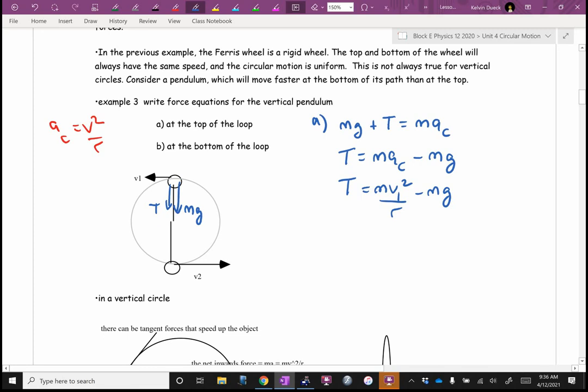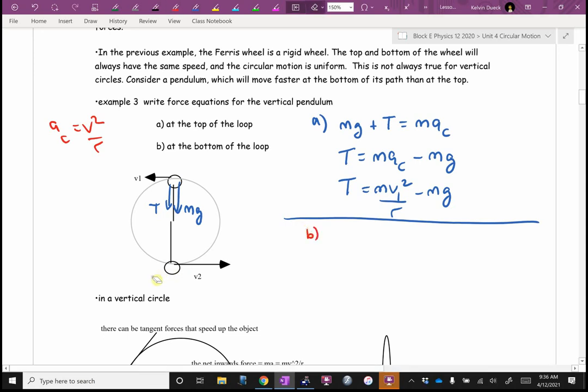Do the masses cancel? There's an M there. There's an M there. Ooh, is there an M in tension? No. No, masses won't cancel because a heavier mass is much more likely to snap a rope than a lighter mass. Right? Okay. So there's A.